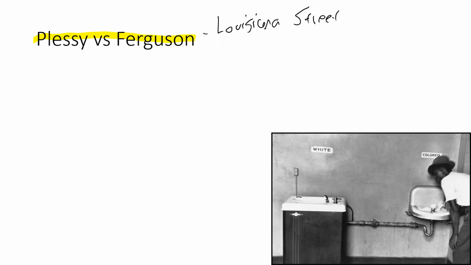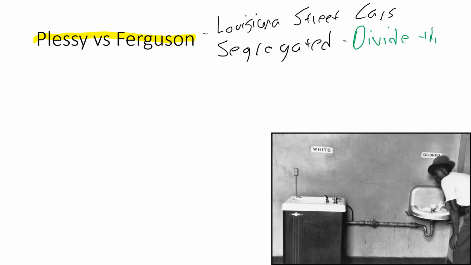And in Louisiana, in these streetcars were segregated. Segregated is a really, really important term. We're going to talk about it a lot. What segregated means, it means to divide things up by race. So what this Louisiana city had done is they had segregated their streetcars, meaning they had certain cars that African Americans could ride, certain streetcars that only white Americans could ride. And so this court case said that is okay. You can segregate things. You can divide things up based on race.